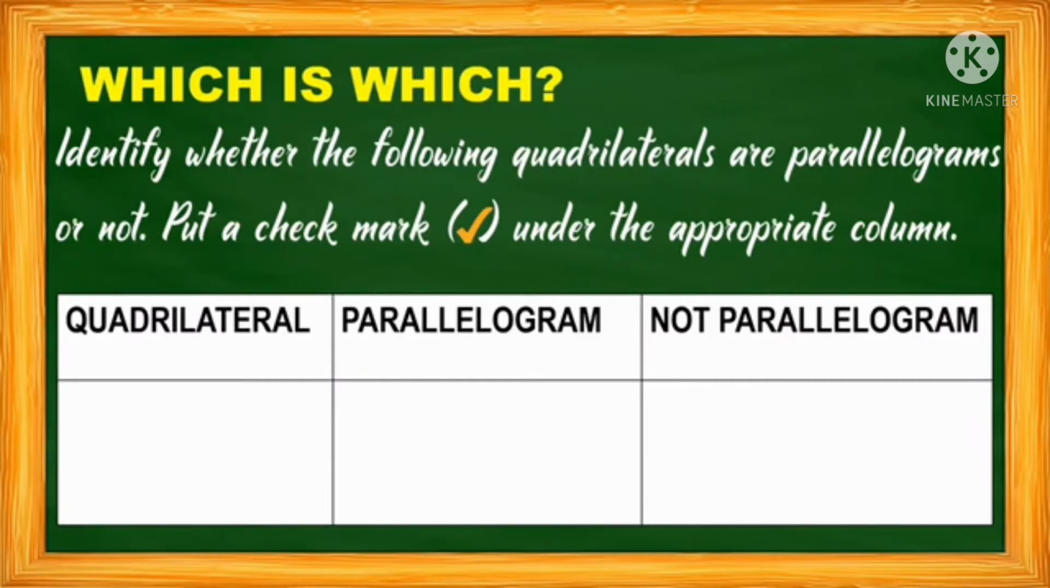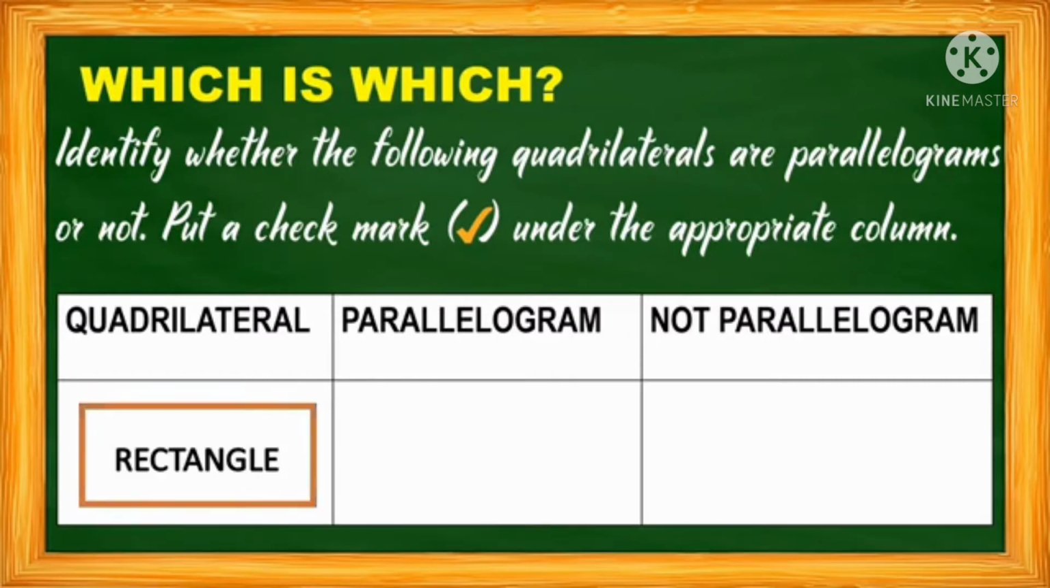In level 1, we need to complete the table which is entitled Which is Which. Identify whether the following quadrilaterals are parallelogram or not. Put a check mark under the appropriate column. Let's start with number 1, a rectangle. Is it a parallelogram or not parallelogram? You're right, it is a parallelogram.